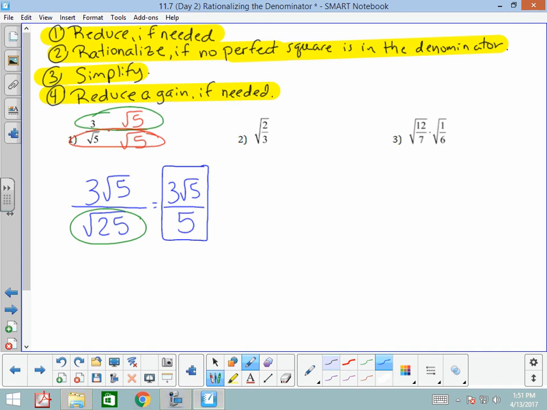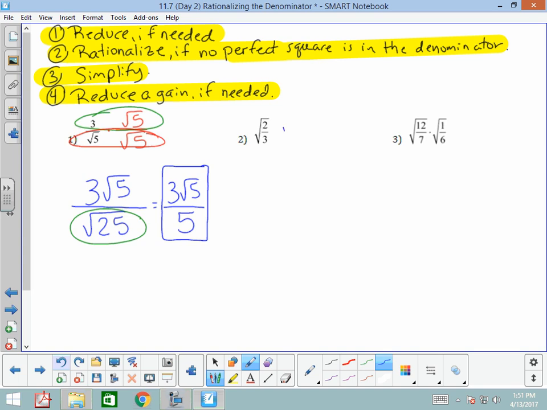Now, some of you may be asking, well, can't we reduce this 5 and this 5? No, because this 5 is underneath the radical. This 5 is not underneath the radical. So they only will reduce each other if they're both underneath the radical or they're both not underneath the radical. Okay? All right, let's look at another one.